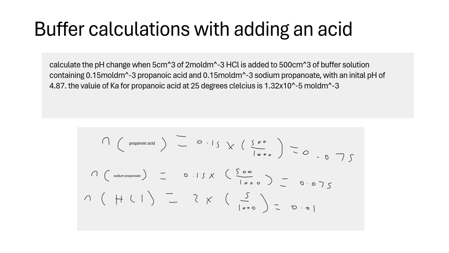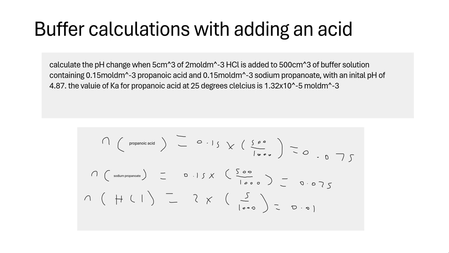We've got propanoic acid and its salt, and then we're going to add a strong acid, HCl, to that. So what are we going to do now? Let's find the moles of propanoic acid first. Take the concentration of propanoic acid, which is 0.15, times that by 500 over 1,000. Obviously, that's the volume into decimeters cubed, and that's going to give you the moles. Then again, sodium propanoate, do the same thing. Find the moles of that, which is 0.025, and then find the moles of HCl that you added.